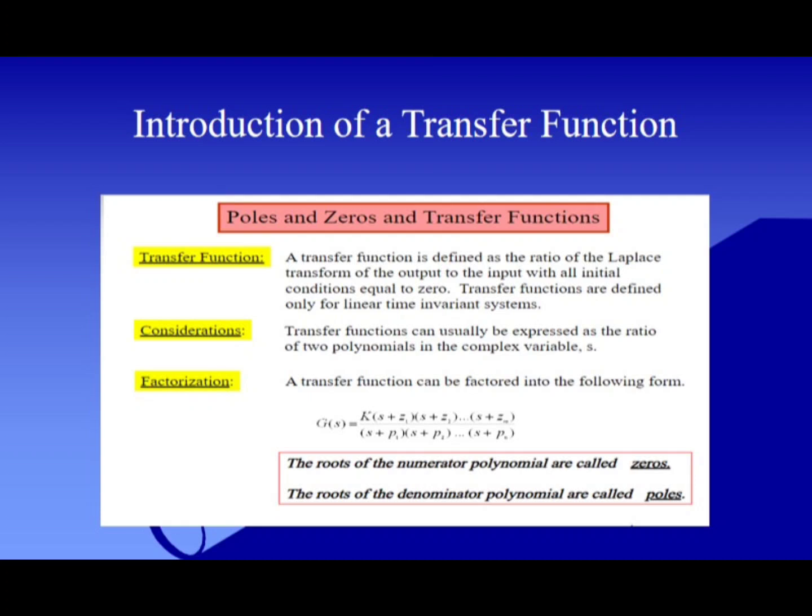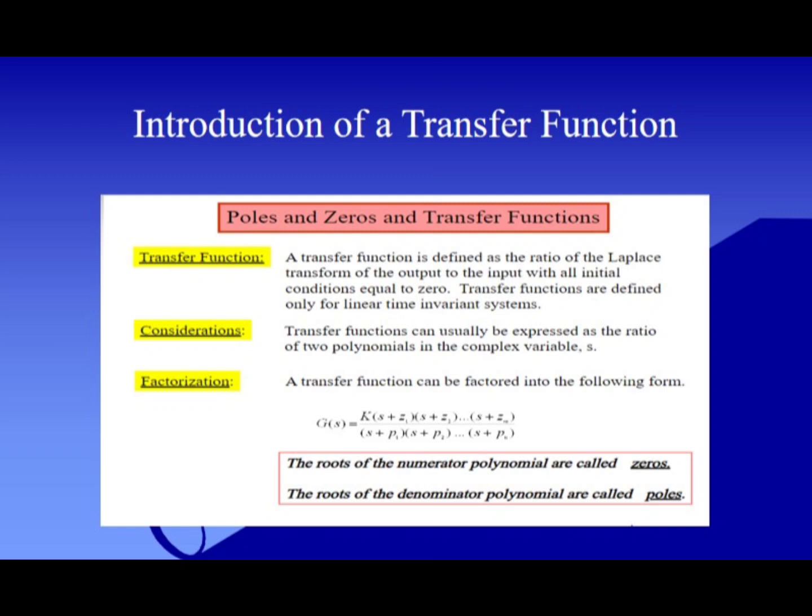First, in this assignment we will talk about the introduction of a transfer function. What we can see from here is pole, zero and transfer function. The transfer function is defined as the ratio of the Laplace transform of the output to the input with all initial conditions equal to 0. Transfer functions are defined only for linear time invariant systems.